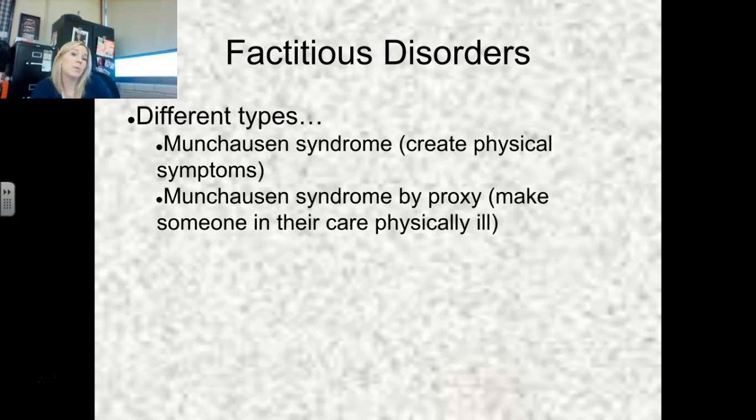So it's possible for there to be Munchausen syndrome where it's you creating the physical symptoms for yourself. It's also possible for there to be Munchausen syndrome by proxy, where a proxy is another individual. So you make someone else physically ill in your care. And so that's another type of presentation of a factitious disorder. But ultimately, the key defining piece here is there isn't actually something there. They are exaggerating symptomologies or the presence of things because of some psychological reason rather than a physiological one.